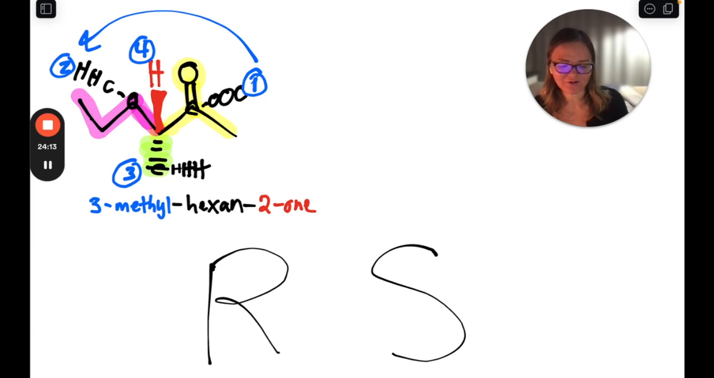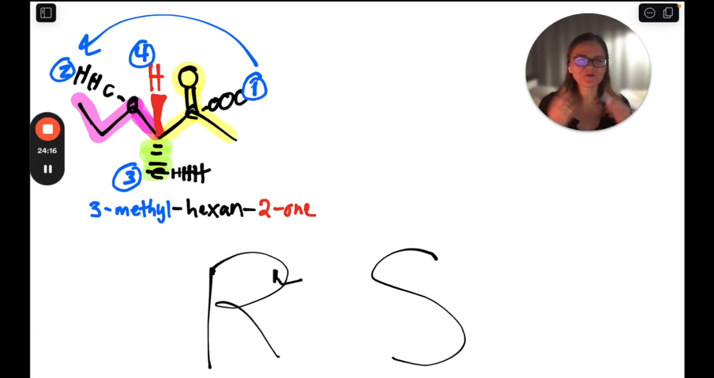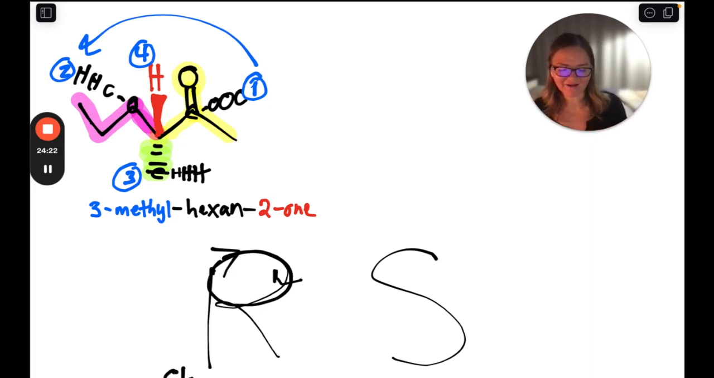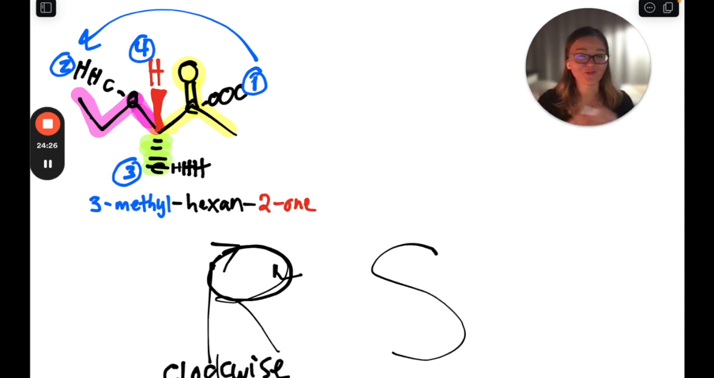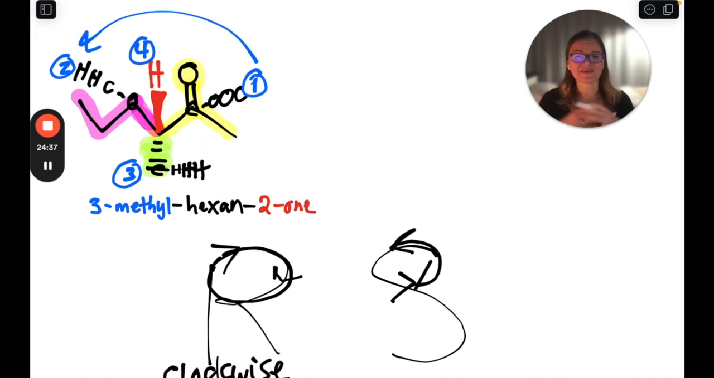So in this R, we're going to draw an arrow here. And notice, what would that arrow mean? That's like an arrow going clockwise, right? If we completed the circle there. So our R enantiomers are going to be clockwise. For our S enantiomers, we're going to draw an arrow here. And what would that be if we completed the circle around? Notice that we're going counterclockwise in that case. So our S enantiomers are going to be counterclockwise.